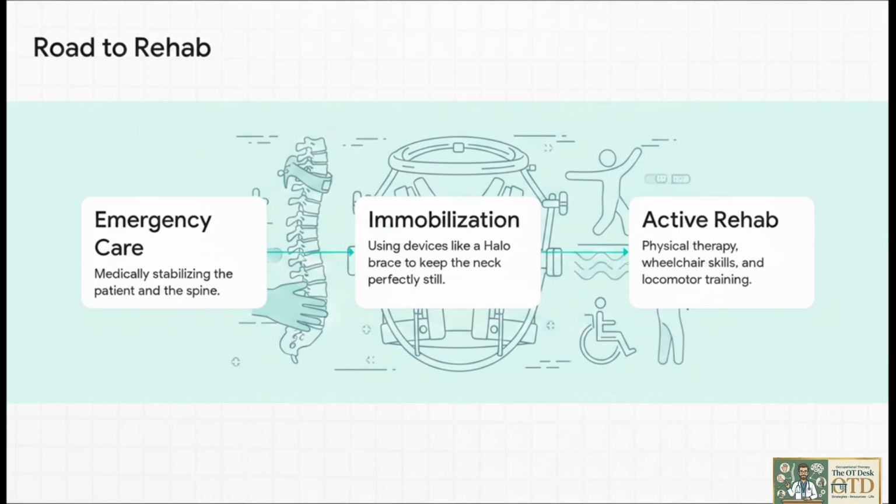Next is immobilization. You might see patients wearing what's called a halo brace. It's this literal metal ring around the head connected to a vest, and it keeps the neck perfectly still so the bones can heal. And finally, the patient jumps into active rehabilitation. This is where physical therapists step up as the ultimate guides. They teach wheelchair skills, how to substitute different muscles, and totally new ways to conquer everyday tasks.